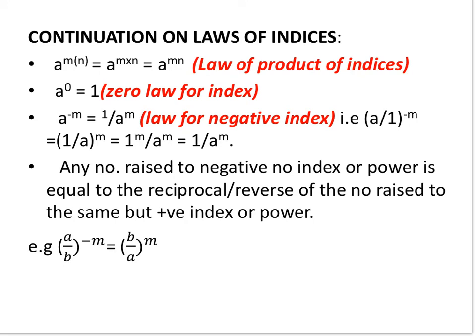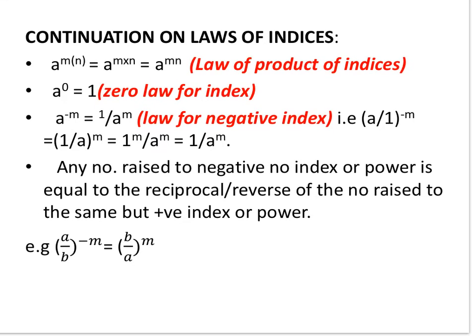Continuation on laws of indices. So we are still on laws of indices. A raised to power m bracket n is equal to a raised to power m times n, which is equal to a raised to power mn. And this is the law of product of indices. Remember that a is the base and this is the power m bracket n. So the law of product of indices says that a raised to power m times n is equal to a raised to power mn. Just multiply the powers.